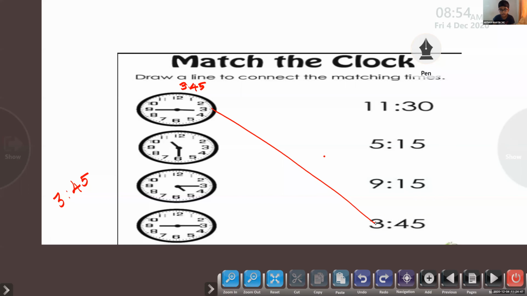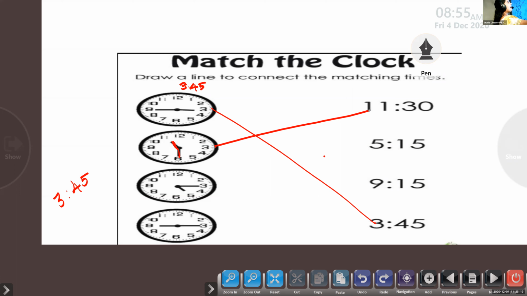Okay, Arthur. Now Anika, please unmute. Now the second one. The position of our hand is between 11 and 12. So what will be the hour? 11. And the minute hand is on 6. So it is 11:30. Okay.